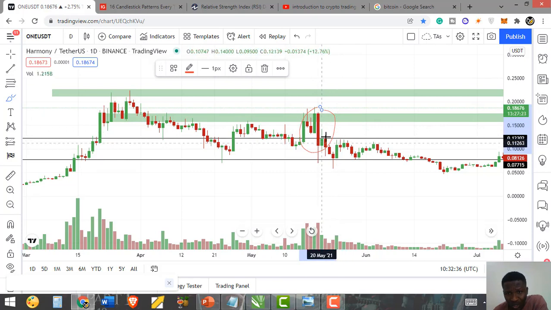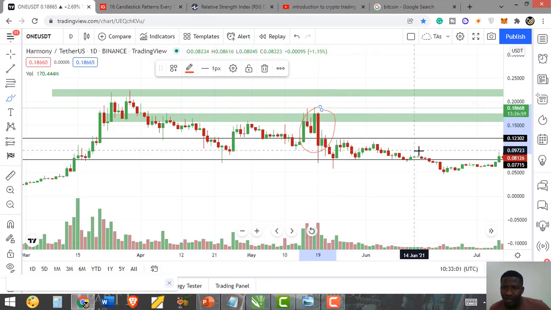You wait for a confirmation. If the next candlestick formed does not close above this very long bearish candlestick, then it's more of a confirmation of a possible downtrend in price. So if you look at the chart from this very long candlestick, the price of this very token started going down and down.